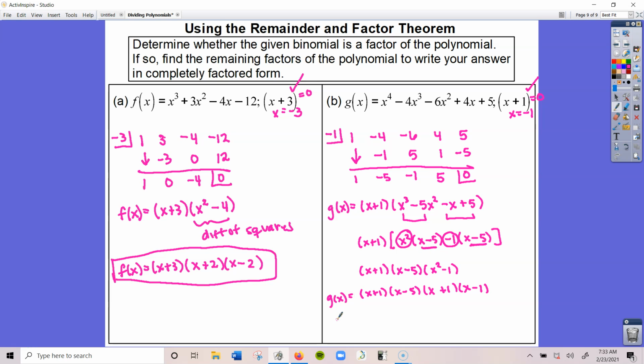But if we want to write this a little bit more concisely, since we have two x plus 1's, we can write x plus 1 squared, because there's two of them, x minus 5, x minus 1. And this is my polynomial in completely factored form. And that's synthetic division, the remainder theorem, and the factor theorem.